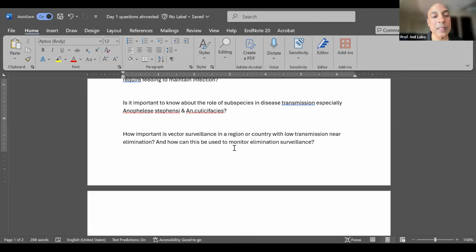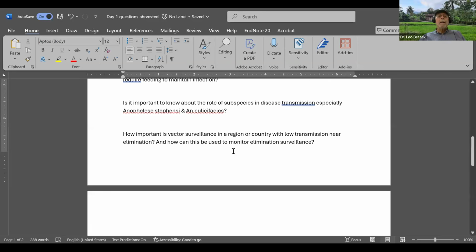Same thing with Anopheles gambiae s.l., right? We have Anopheles gambiae, we have seven, I'm not sure of the number right now, it keeps changing, species within that complex, and each of them has different behaviors. And some of them are not even vectors of malaria. So understanding what's happening with those subspecies or those cryptic species is really important. Thank you for that.